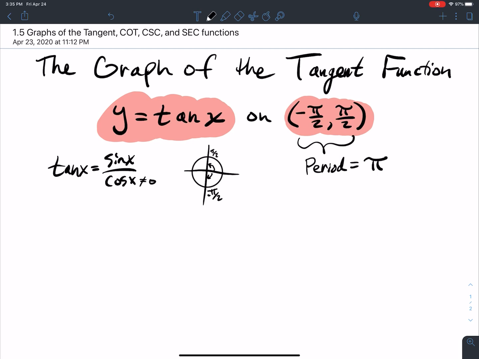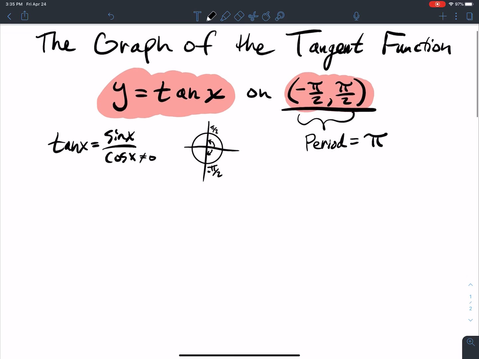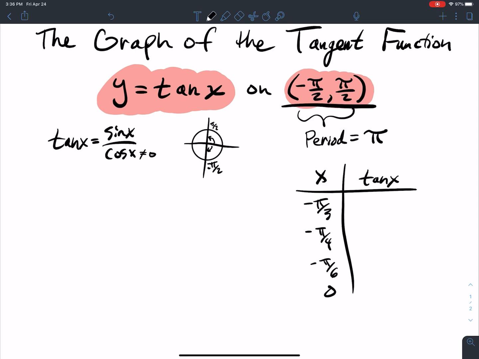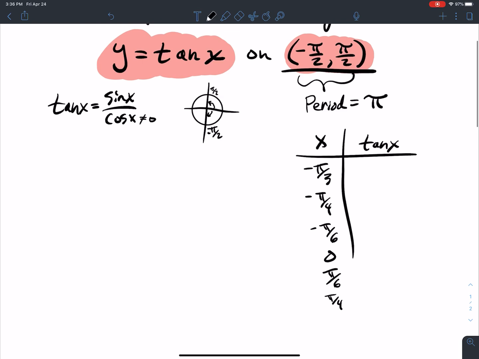Okay, so we're only looking at values on this interval here, and then you can just copy and paste if you did want to graph it. So just like we did in the other videos, let's make a table of values. So I have tangent of x. So let's just pick some random values. So negative pi over 3, negative pi over 4, negative pi over 6, 0, pi over 6, pi over 4, and pi over 3. Okay?